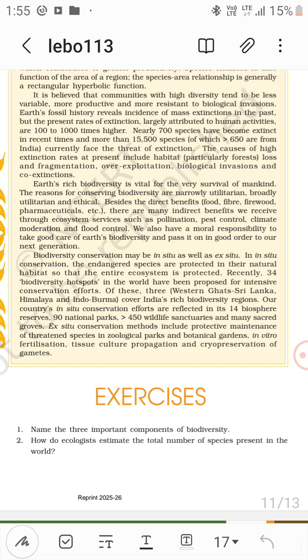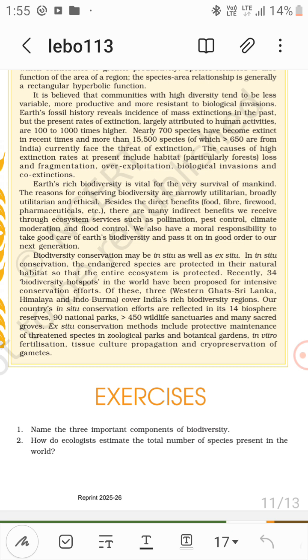In in situ conservation, the endangered species that are facing the threat are protected in their natural habitat, so that the entire ecosystem is protected. So the whole forest is protected for one tiger, right?